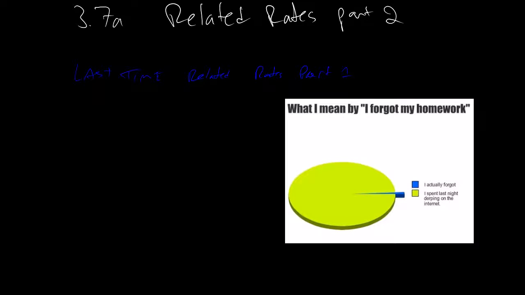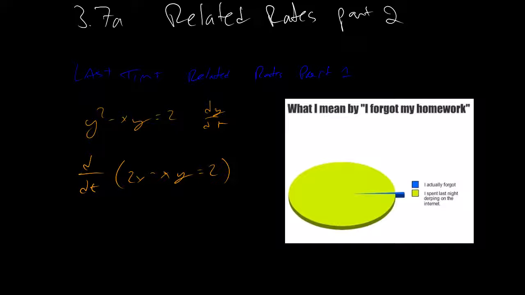So last time, just as a review, we had y squared minus xy equals 2. We had to find dy dt. So we took a derivative with respect to time of the whole thing, and then we knew some information. We knew what x equaled, we knew what y equaled, we knew what dx dt equaled, that was like 1 or something, and we just plugged in the information and solved it. So all of these things were given to us.